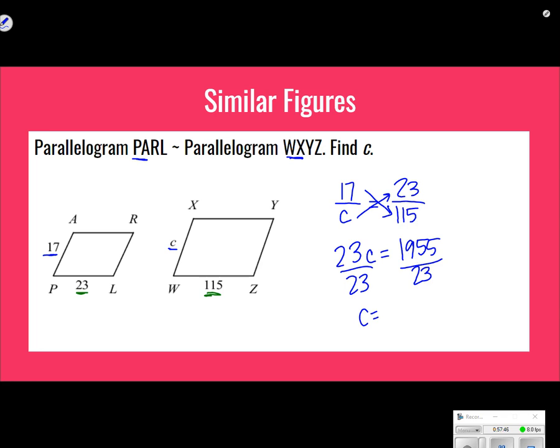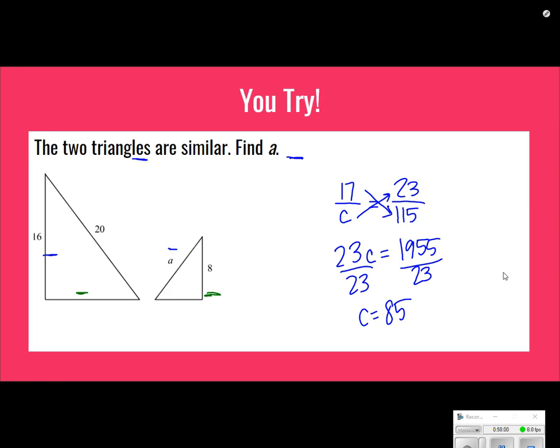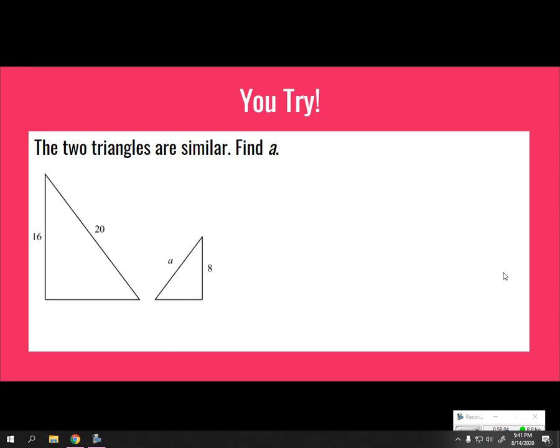So C is 85. Now these don't have units. If they don't give you units, then you don't have to worry about writing units. But if they give you units, you should probably use them. So this one is a you try. Let me get rid of the ink, and you can go ahead and try it, and you can pause the video.